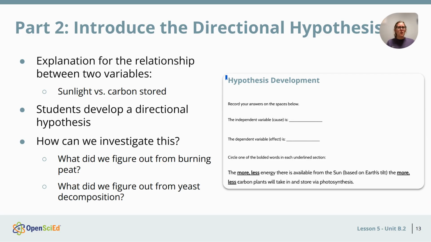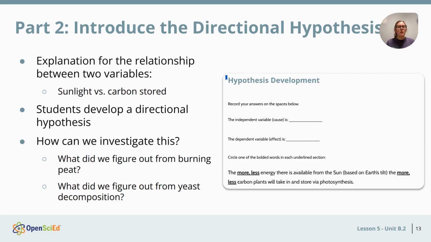All right, after going over the exit ticket responses, part 1, we get to introducing the directional hypothesis. And this is where I like to explain to the students that this is how we explain the relationship between 2 variables. Quite frequently, I'll use the example of a seesaw for negative or inverse relationships. And the 2 variables that we're really focused on here are sunlight and carbon stored.